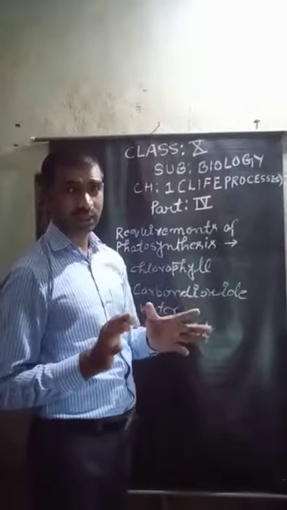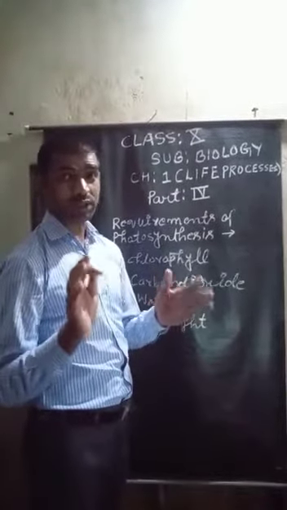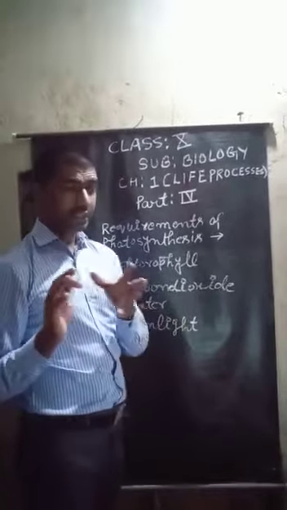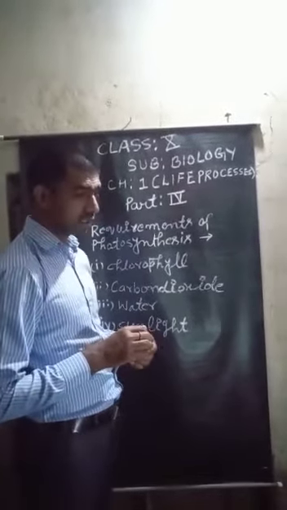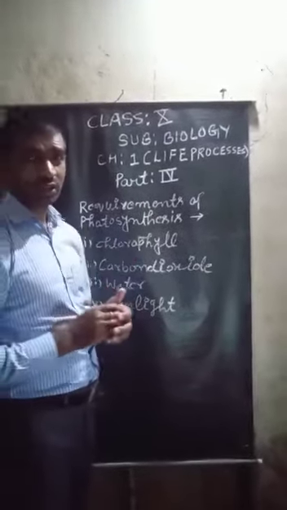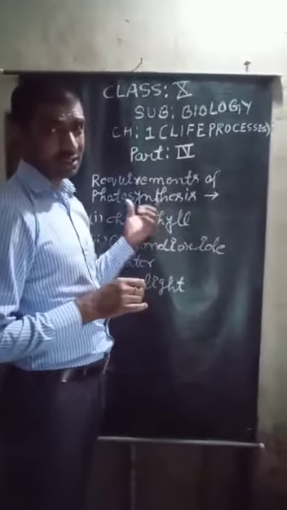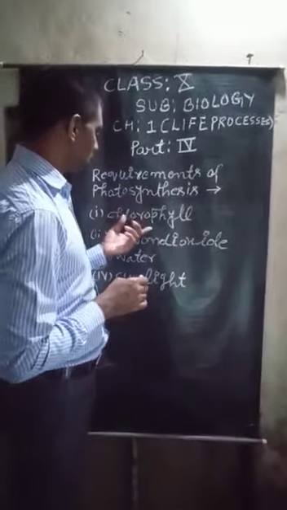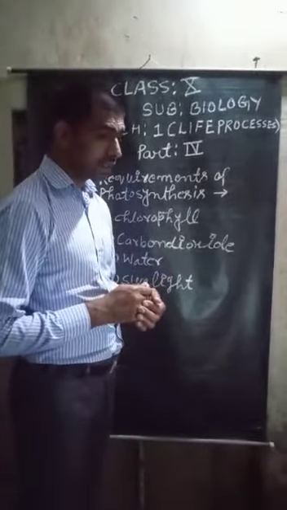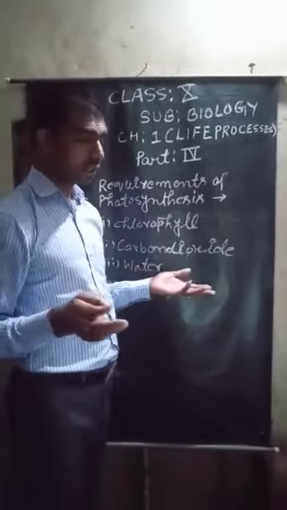Requirement of photosynthesis means what things are required to complete the process of photosynthesis. The process depends on the availability of certain requirements, and these requirements are chlorophyll, carbon dioxide, water and sunlight.